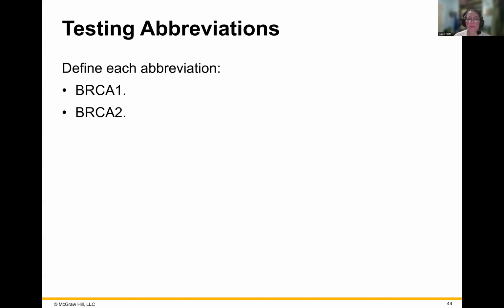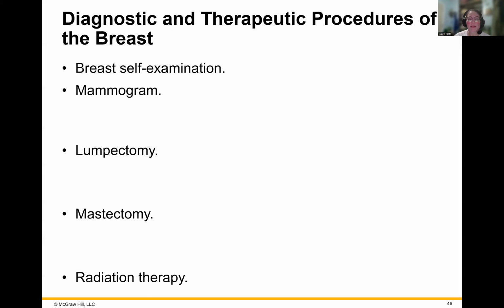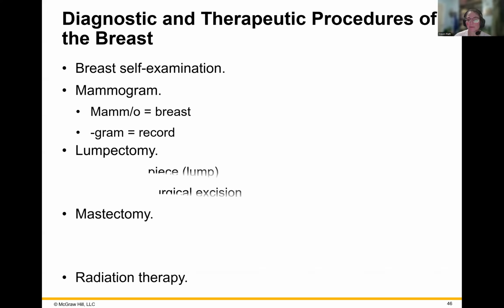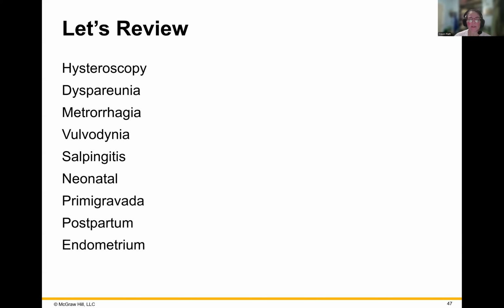BRCA1, BRCA2, people commonly refer to them as BRCA1 and BRCA2, having to do with breast cancer. And you can read in your textbook about those. And then we have some diagnostic and therapeutic procedures of the breast: a breast self-examination, pretty self-explanatory, a mammogram, a lumpectomy, mastectomy, and then radiation therapy, of course.